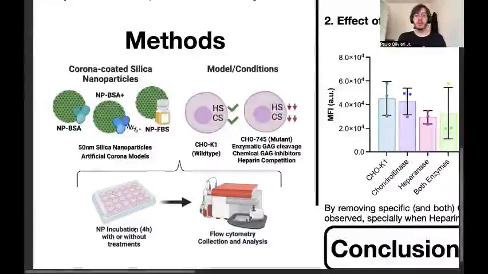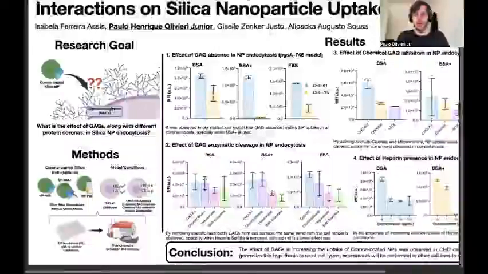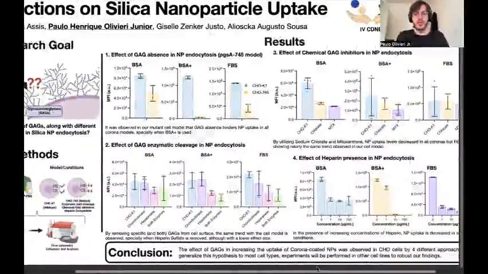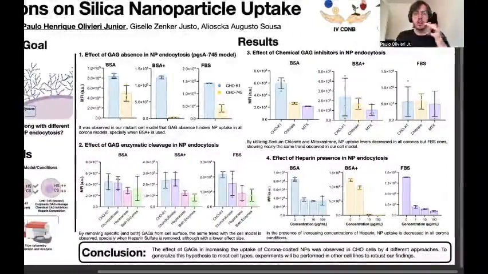We also performed an enzymatic GAG cleavage, a chemical GAG inhibition, and the heparin competition assay. All of those experiments are done to try different approaches to see whether the GAGs help or make it difficult for the nanoparticles to get internalized by the cells. So the results that we found were quite intriguing.